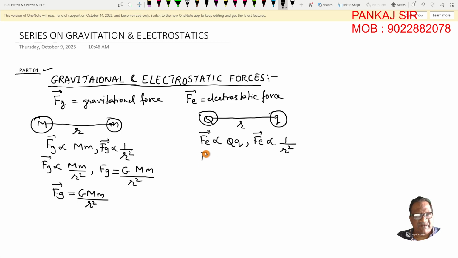Both combined, you can write Fe is proportional to Q small q divided by r square, and this can be written as Fe equal to, now we are going to put a constant, 1 upon 4 pi epsilon, and then of course your capital Q small q divided by r square. Now here you have to take care of what this epsilon means. Epsilon is known as the permittivity of the medium.